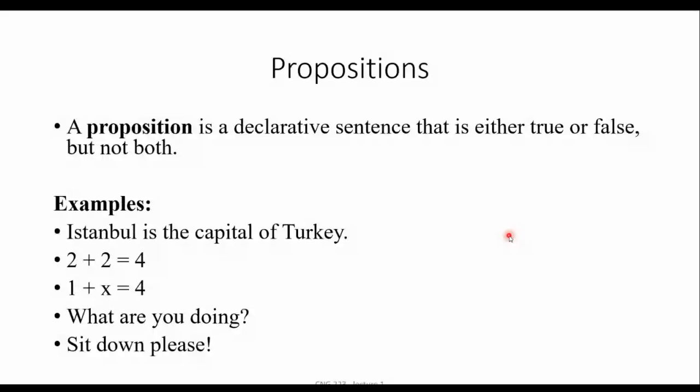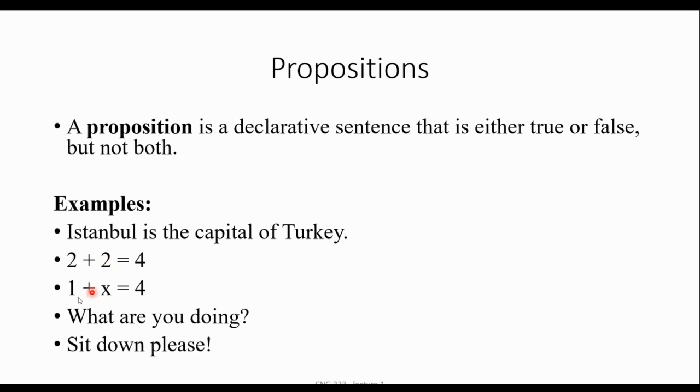definition here: proposition. A proposition is a declarative sentence that is either true or false, but it cannot be both. Let's understand it through these examples. Like, Istanbul is the capital of Turkey. So is it true or false? Obviously, this is false, right? So it can be either true or false, but not both at the same time. Like 2 plus 2 is 4. Yeah, this is the case.